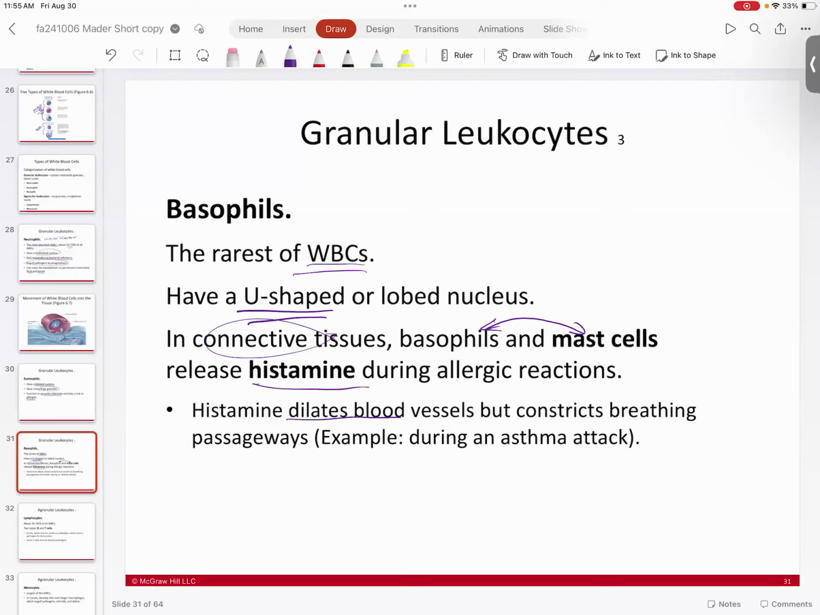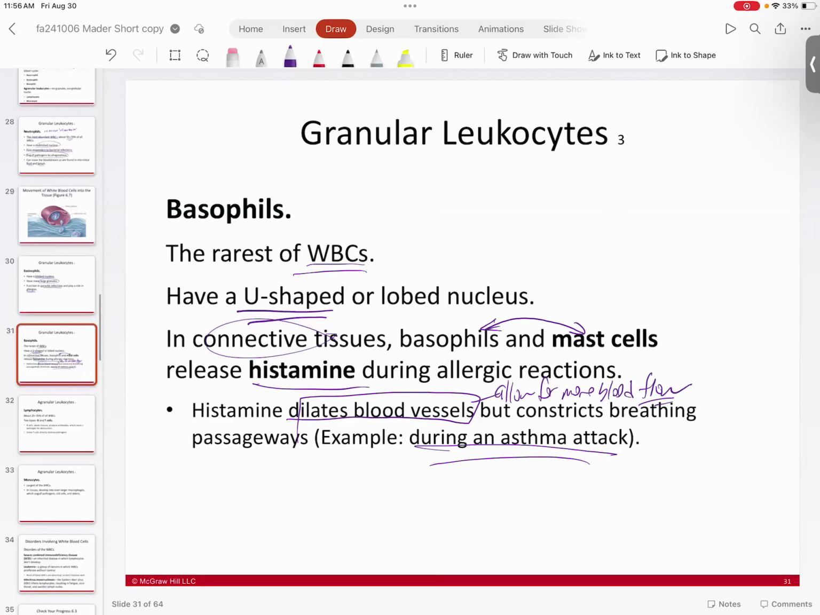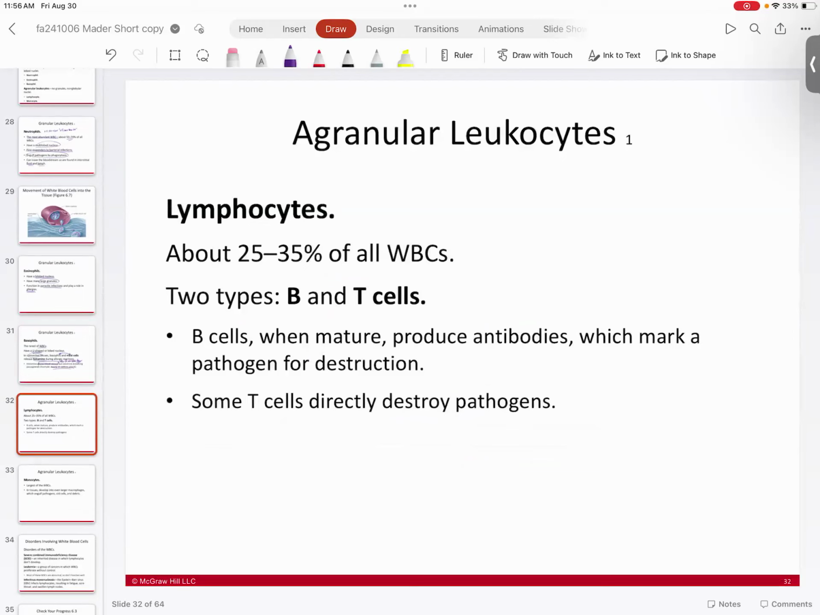And what histamine does, it dilates blood vessels, but it'll constrict breathing, right? This is the reason why in an asthma attack, histamine will shut down your breathing. And so you take an antihistamine to keep those airways open during an asthma attack, but you dilate the vessels to basically allow for more blood flow. That's so that other white blood cells can come to the site of infection and do battle with the bad guys.